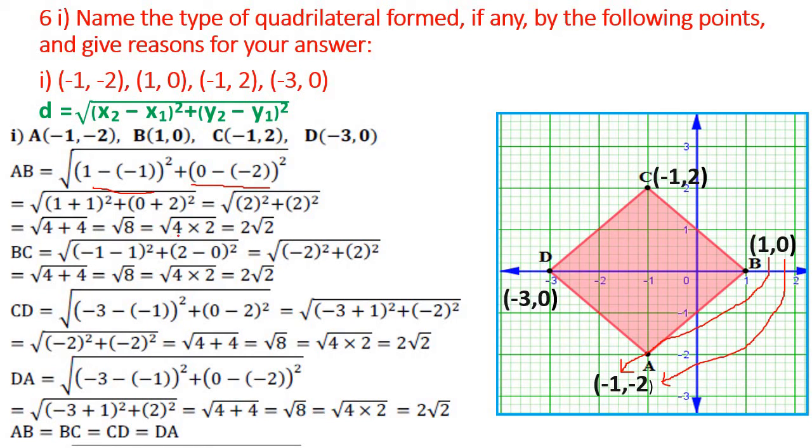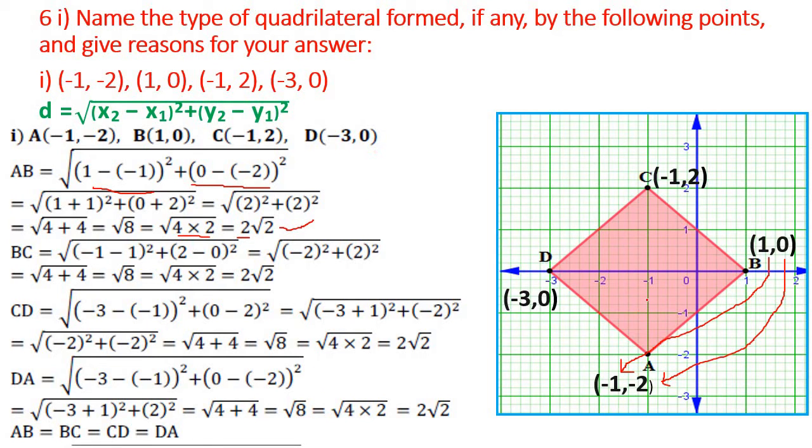Root 8 can be written as root of 4 into 2. So take out root 4. The root of 4 is 2, so we get 2 root 2. This is the length of AB.